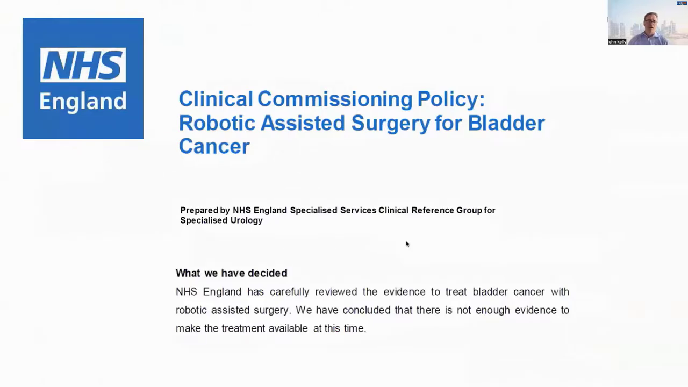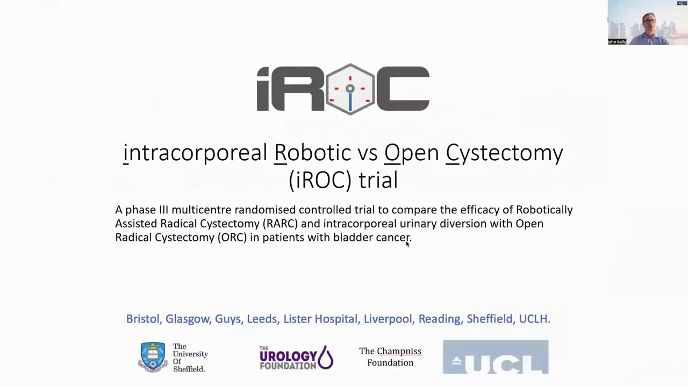That was not held by our commissioning body, NHS England, who said there is not enough evidence for us to support commissioning this procedure. So we took it upon ourselves to perform a randomized controlled trial across UK sites. This was the IROC trial, intracorporeal robotic versus open cystectomy, and it was across multiple sites in the UK, randomizing between intracorporeal robotic cystectomy and open cystectomy.